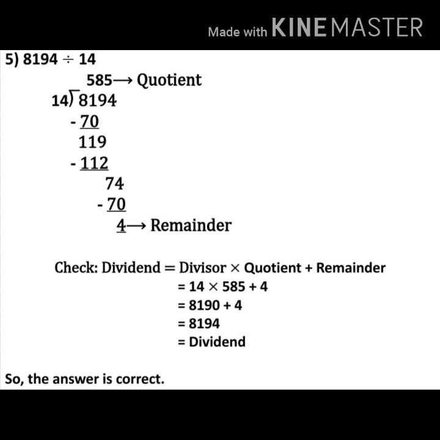the divisor. Now for checking we use the formula, that is dividend is equal to divisor multiply quotient plus remainder. Now we have to substitute these values and we will get 14 multiply 585 plus 4. According to the BODMAS rule, firstly we have to multiply 14 and 585. After multiplication we will get 8190 and write plus 4 as it is. Now in the next step we will add these two numbers. After addition we will get 8194, which is equal to the dividend. So the answer is correct.